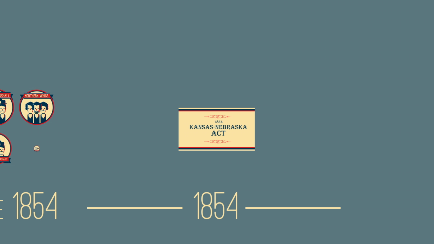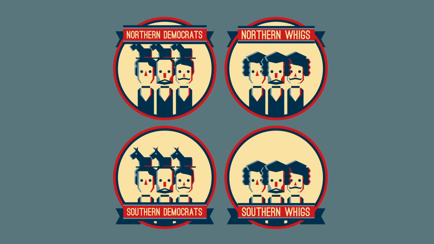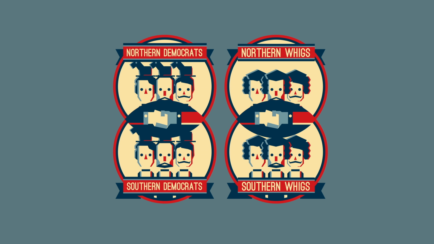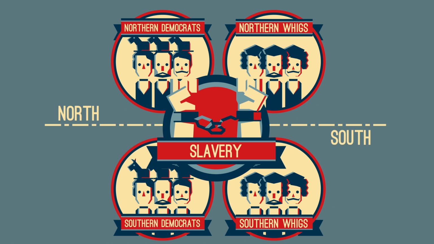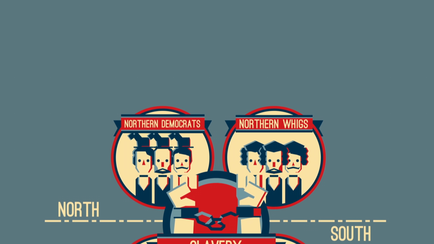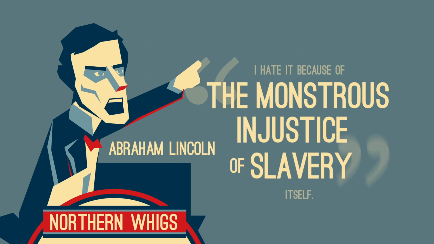Previously, both Whigs and Democrats had included Northern and Southern lawmakers united around various issues. But now slavery became a dividing factor that could not be ignored. Congressmen from both parties spoke out against the act, including an Illinois Whig named Abraham Lincoln, denouncing the monstrous injustice of slavery in an 1854 speech.